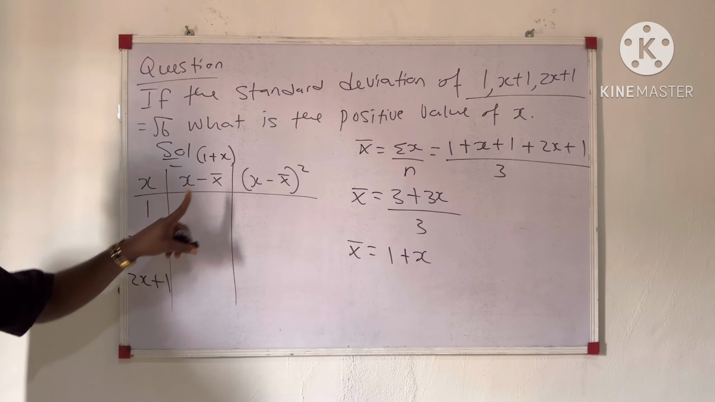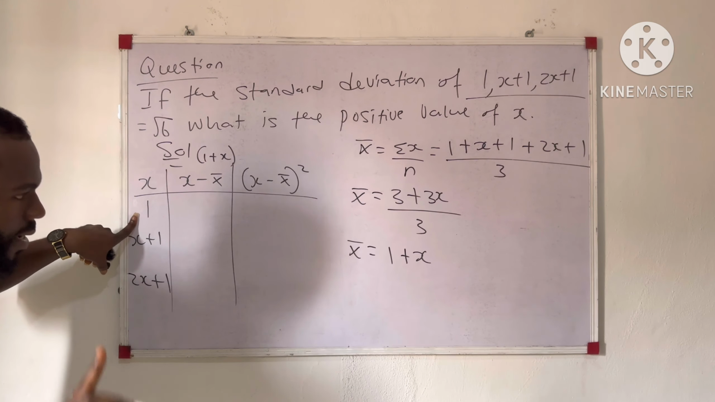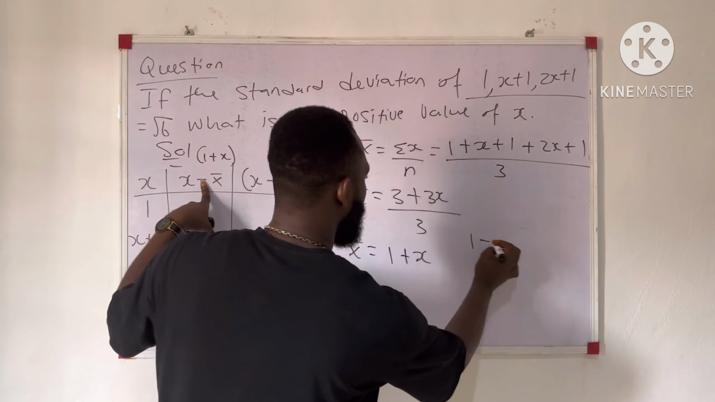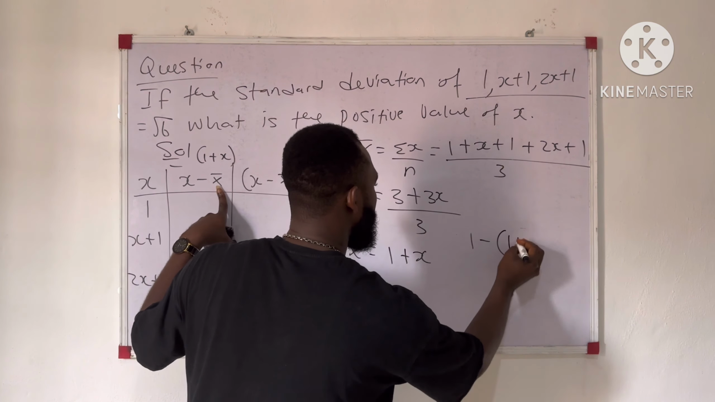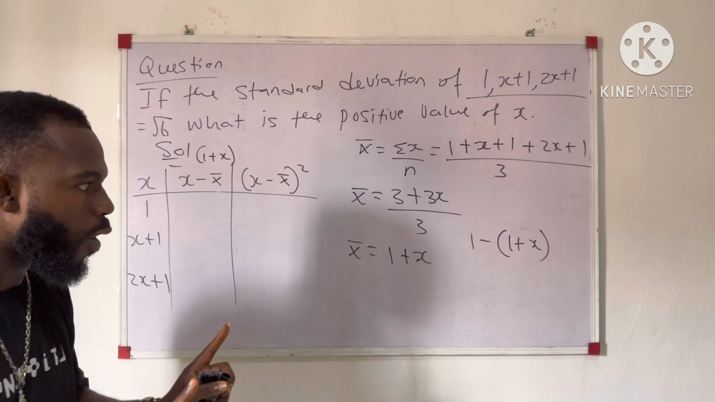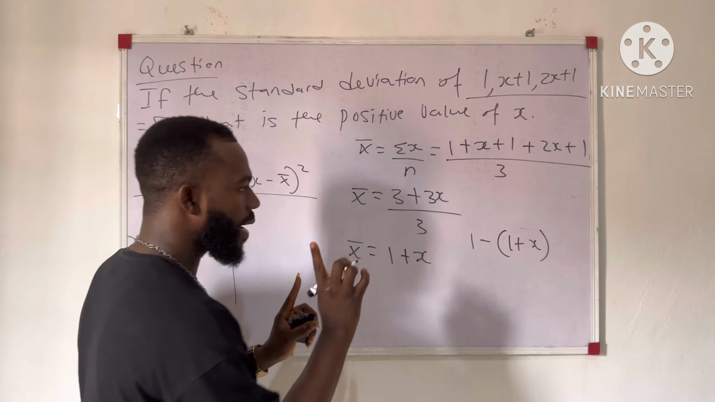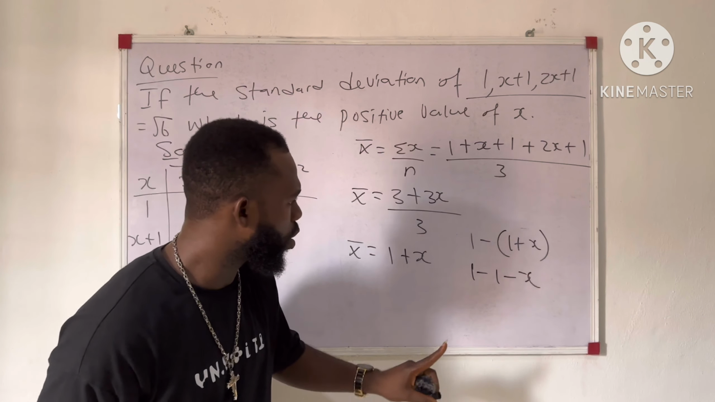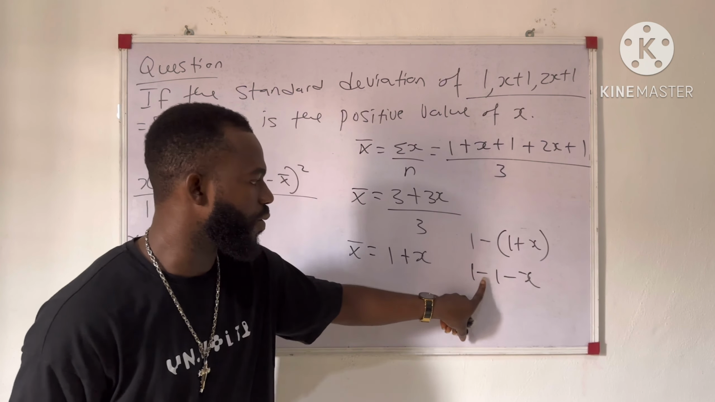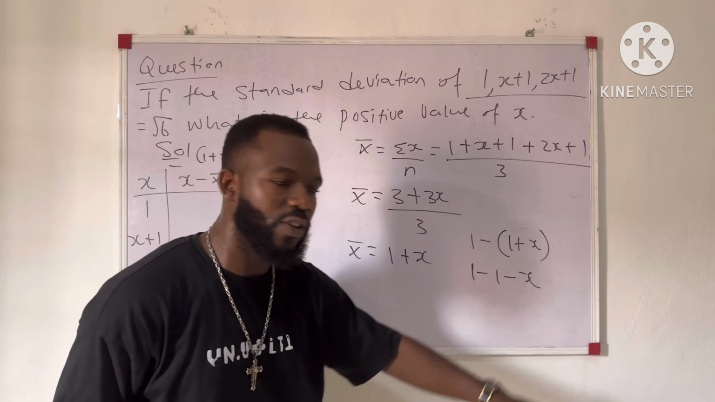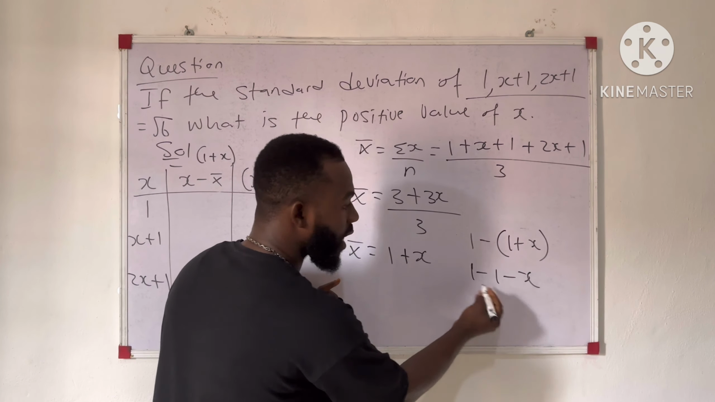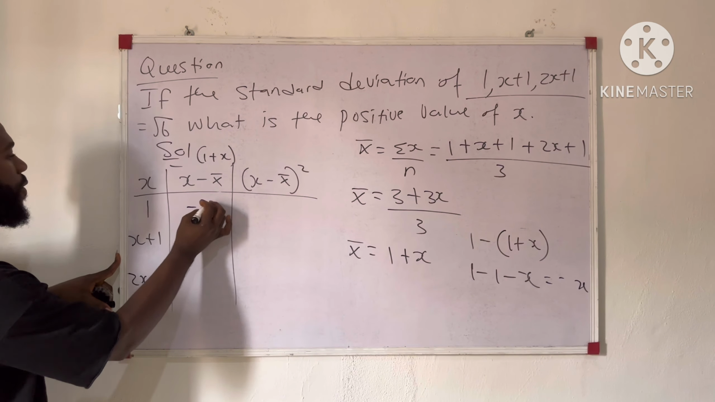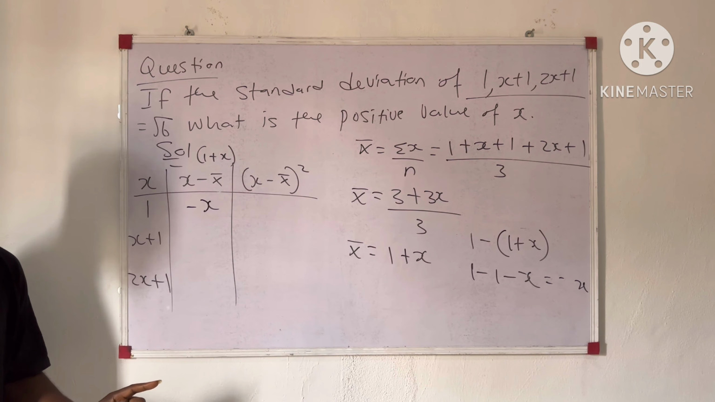So let's do that. How can we subtract 1 plus x from 1? Let's give it a rough work. This is our 1 minus our mean, 1 plus x. First of all, we have to open the brackets. When we open the brackets, we get 1 minus 1 minus x. Why? Because minus times 1 gives us minus 1, and minus times plus x gives us minus x. So what do we do now? 1 minus 1 gives us 0, and 0 minus x gives us minus x. So automatically, what do I have here? Minus x. It's as simple as that.